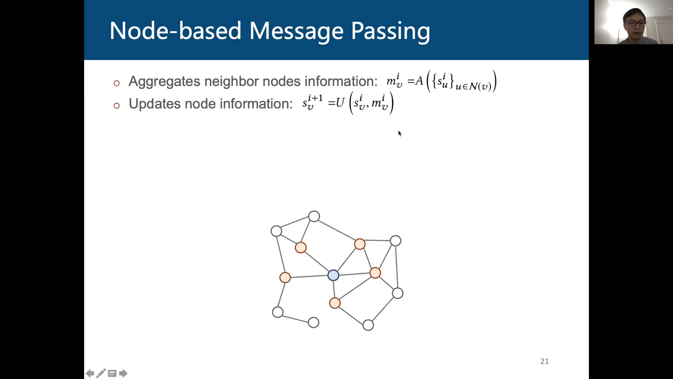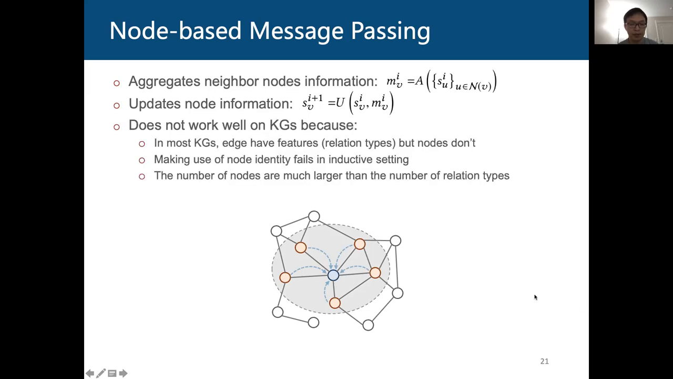This figure gives an example of node-based message passing. First we identify all the neighbor nodes for this blue node, and then we aggregate messages from its neighbors and then update the hidden state of itself.